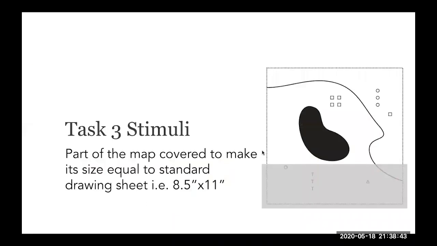I also had to do a slight modification for task 3. This was the drawing related task. A standard tactile map is A4 sized. The map, on the other hand, was square in shape and larger in size. So I covered the bottom of the map to make its size equal to an A4 sheet. And this allowed participants to draw things to scale.